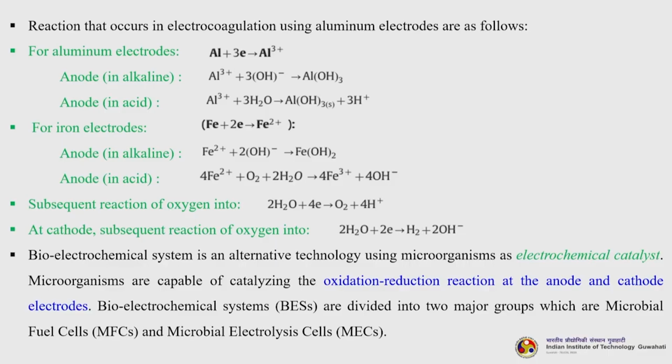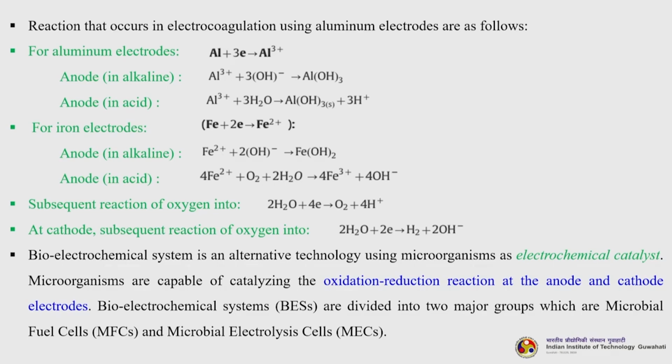Now, there is a subsequent reaction generating oxygen: 2 H2O gives O2 plus 4 H+ plus 4e. At the cathode, the reaction is 2 H2O plus 2e gives H2 plus 2 OH-. Now, you can understand that so many different types of reactions are happening simultaneously. So, controlling is of course an important issue.